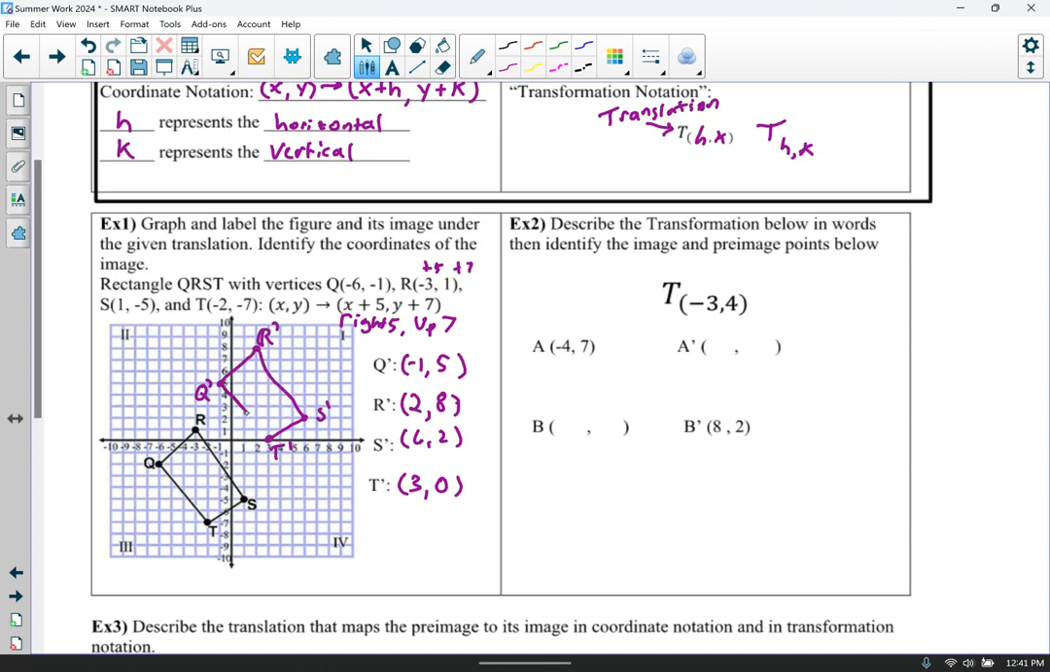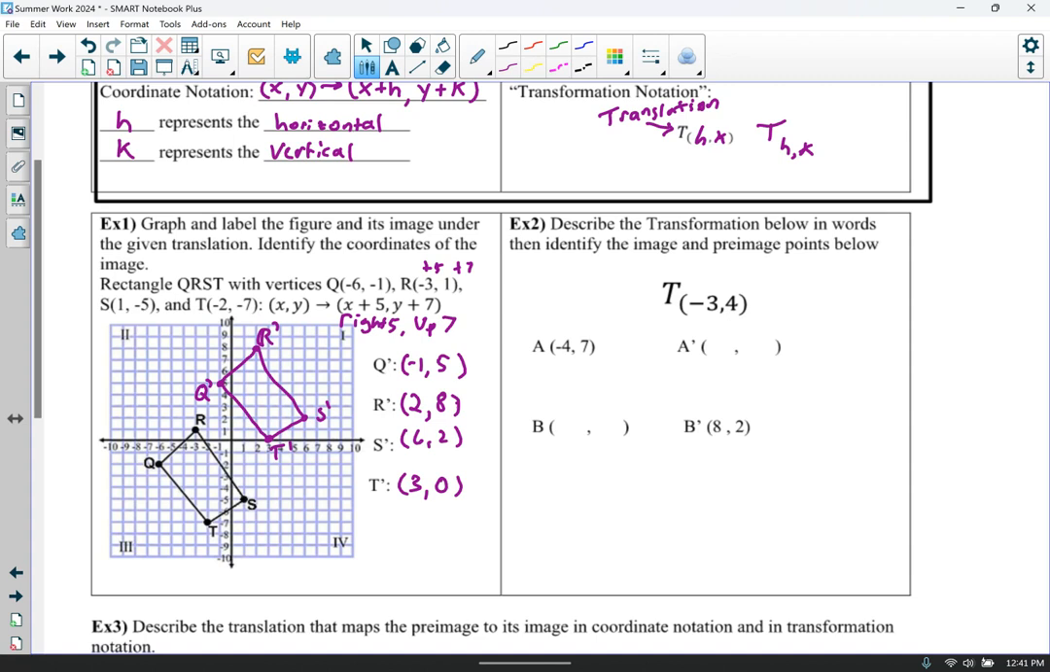Hopefully you're using a straight edge here. I can't really use a straight edge on the computer. But now we see our image, Q prime, R prime, S prime, T prime. We can see that they're congruent. They have the same shape, showing us it's an isometry.